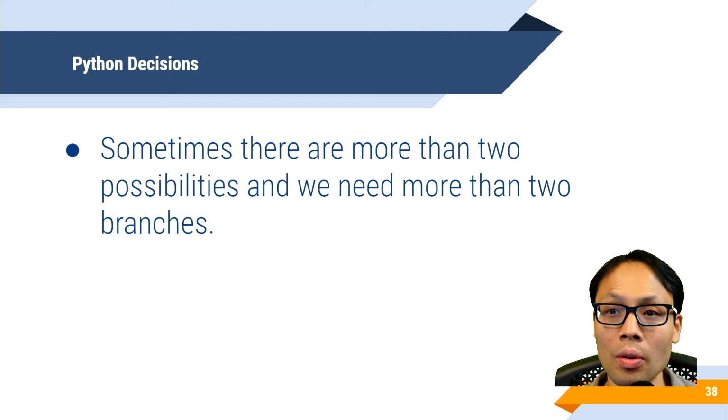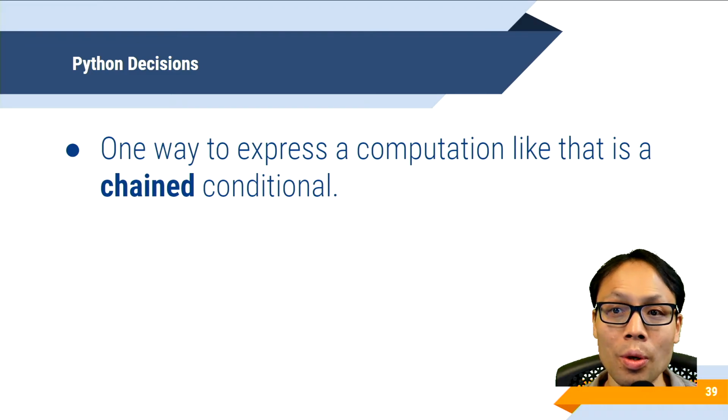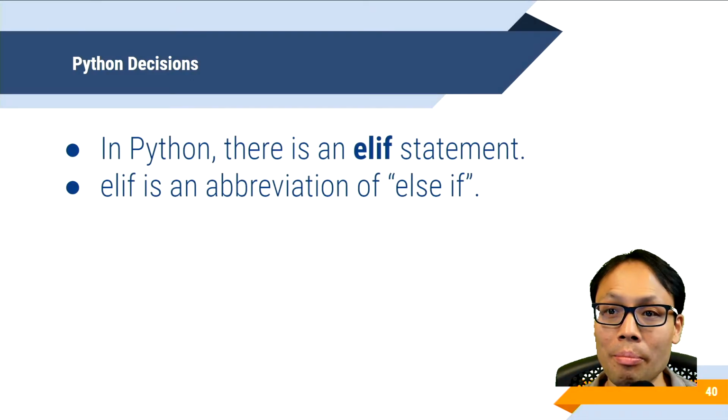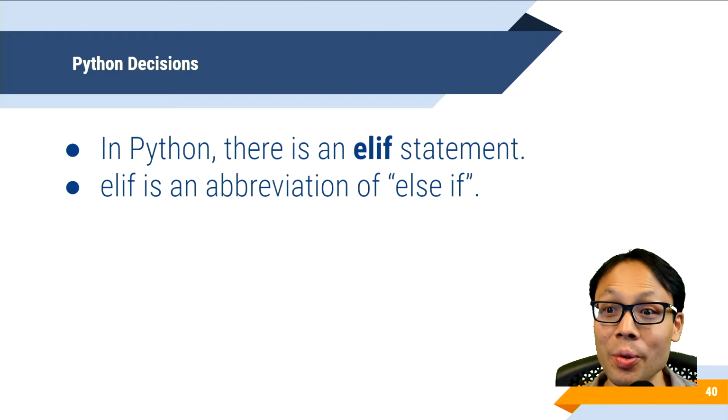So sometimes there are more than 2 possibilities, and so then we need more than 2 branches. One way to express a computation like that is called a chained conditional. In Python, this is something called an elif statement, and elif stands for else if. So Python's trying to save you a couple of characters when you're typing, and so they've combined the words else if into elif.